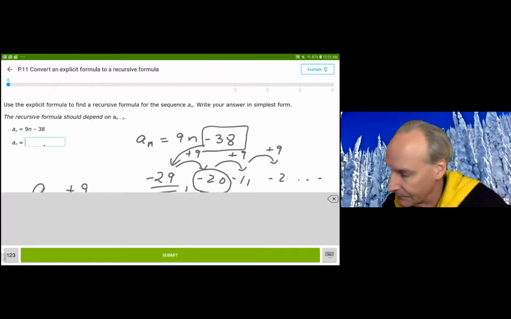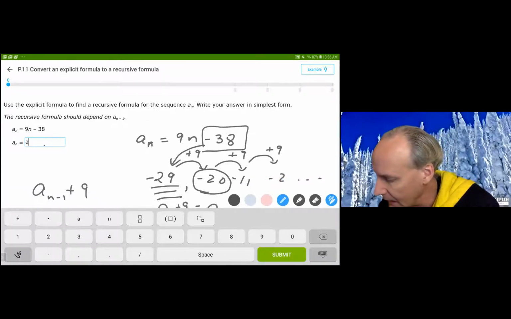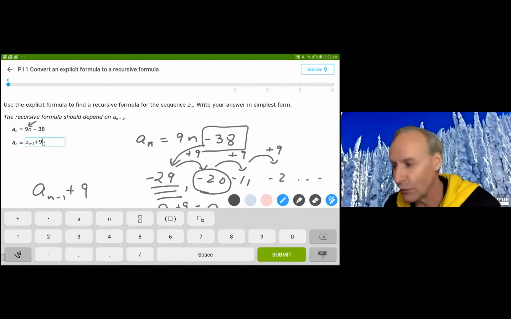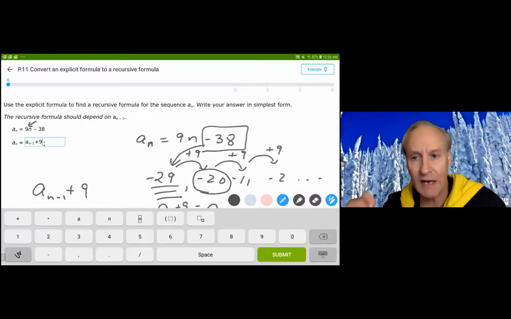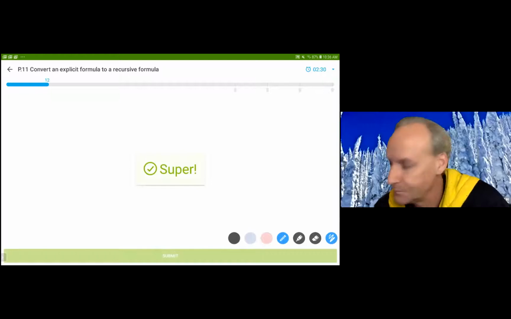So here it is. I'm going to do a_(n minus 1), and then we're just going to add 9, plus 9. It's that easy. Now, I could have oversimplified this and just said you just add that number, but you really need to know where it's coming from. If you still don't quite get what I'm talking about, you may want to go back and look at P10. All right, guys, I hope that makes sense.